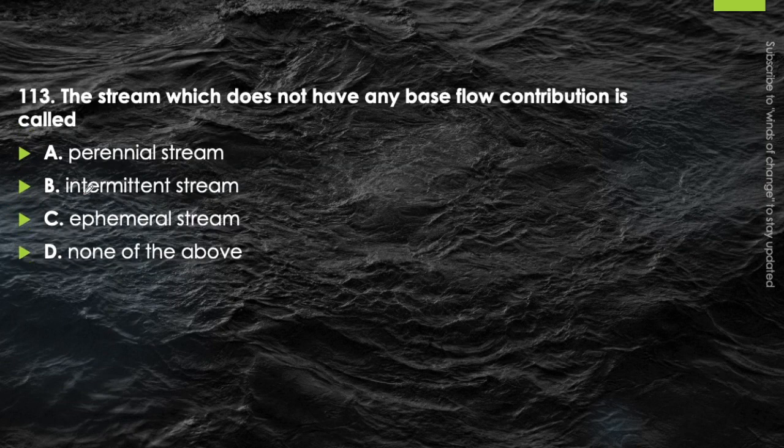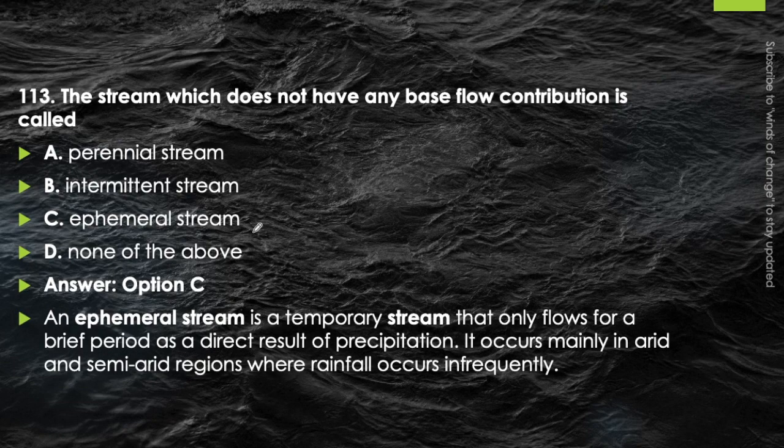Next question. The stream which does not have any base flow contribution is called perennial stream, intermittent stream, ephemeral stream, or none of the above. Just think about it. Very good question. This question was asked in a state service examination once. The stream which does not have any base flow contribution is called an ephemeral stream.